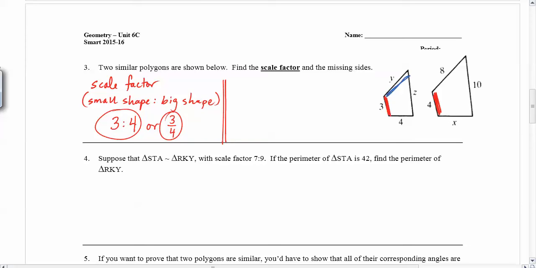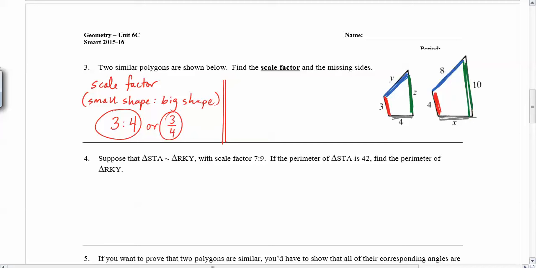So I'll match up these other sides. The y goes with 8. The z goes with 10. And then the left over here, this 4 on the bottom. Whoa, how did I erase all that? The 4 down here. Oh my gosh. The 4 here goes with the x there.